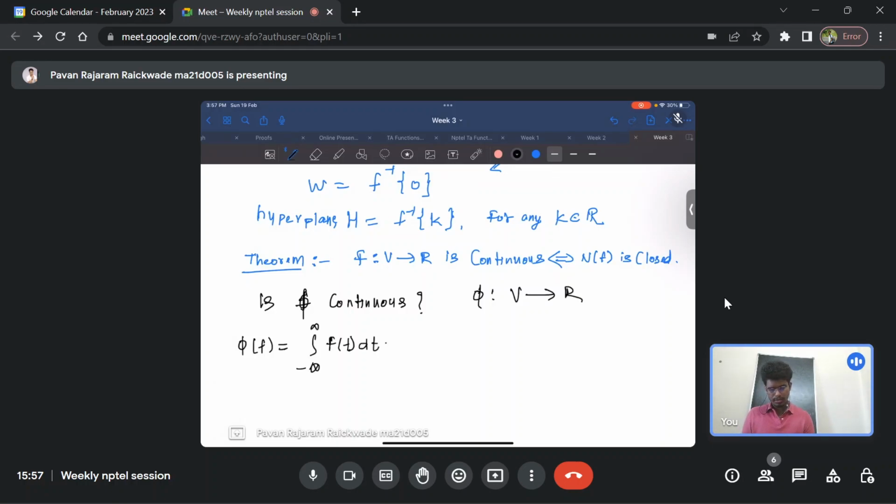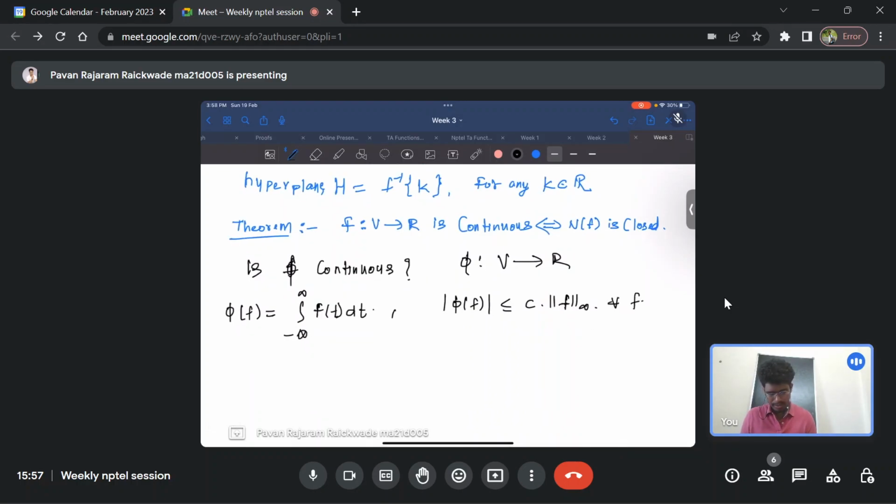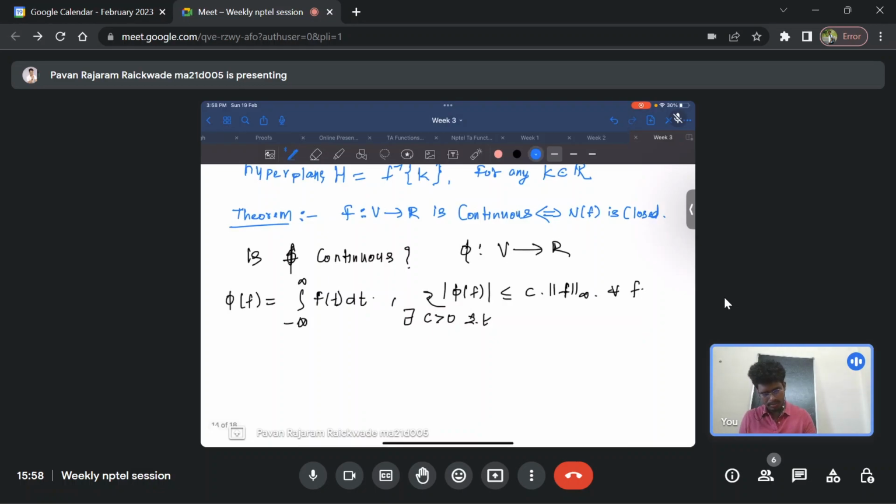Since it's a linear functional, we can go with the linear condition of continuity, which is the modulus of phi f has to be less than or equal to some c times norm f. This should happen for all f. I mean, there should exist a c. If at all phi is continuous, then there should exist a c such that modulus of phi f is less than or equal to c times norm f infinity for all f. But let's see if there exists one.